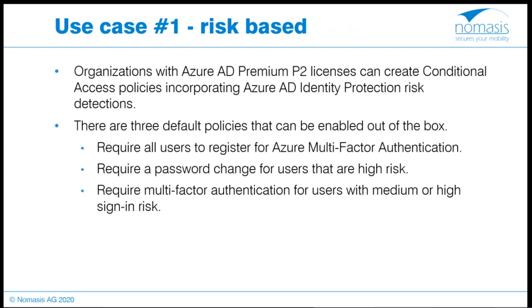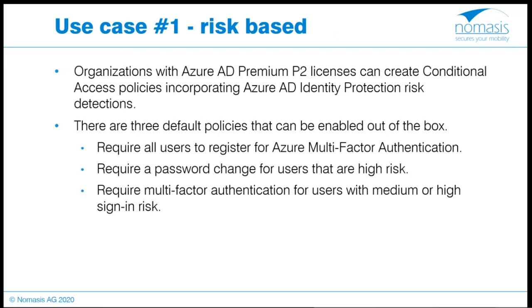Okay, so I would like now to present some use cases that I think are useful. The first one would be the risk-based one. This one will use what I showed you before with the identity protection. This requires a P2 license, just so that you are aware. But if you have this, you can then detect a lot of different actions from risky behavior.